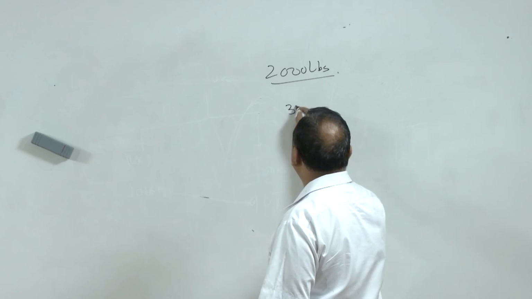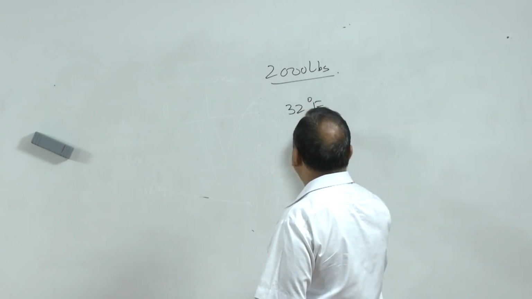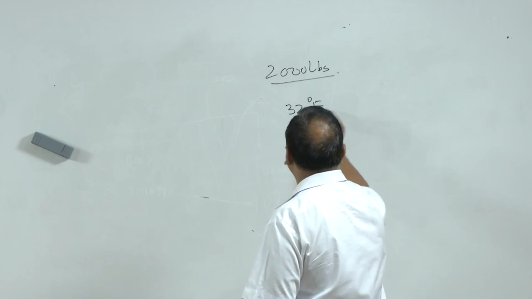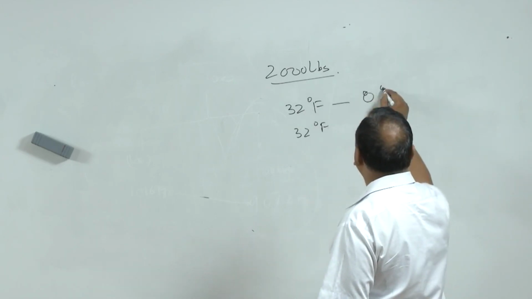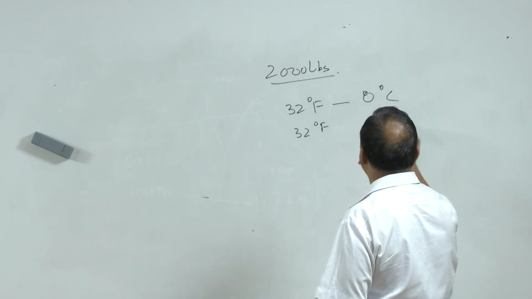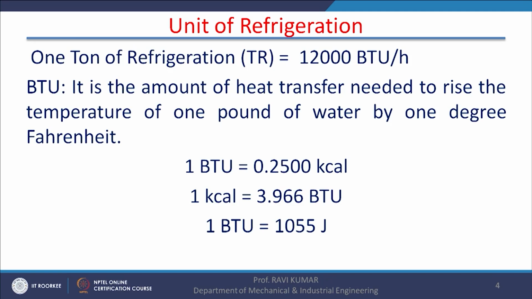The water is available at 32 degree Fahrenheit and the ice is also formed at 32 degree Fahrenheit, and this 32 degree Fahrenheit is equivalent to 0 degree centigrade in SI unit. So 1 ton of refrigeration is equivalent to 12,000 BTU per hour. Now there is another term introduced here, which is BTU, the British thermal unit.